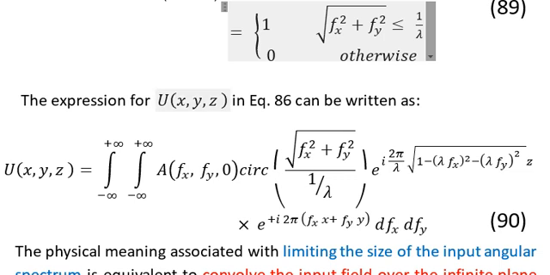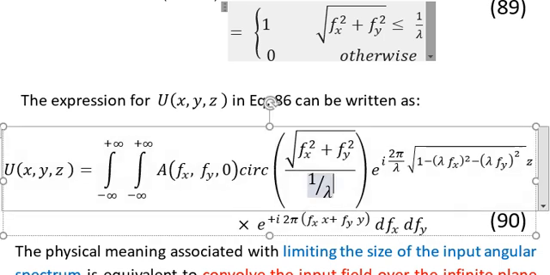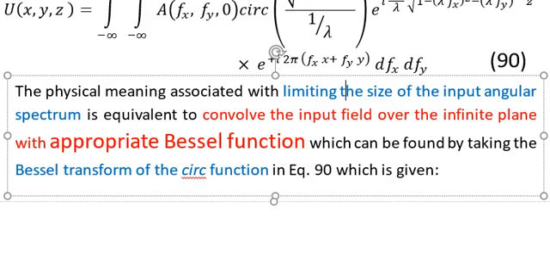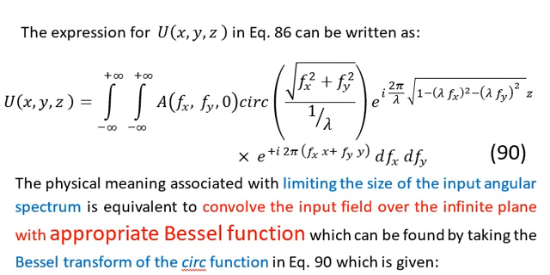The expression of u of x, y, z in equation 86, when we limit the size of the aperture, is given by this definition. You can see that now we have the field on the left hand side which we wanted to determine, and on the right hand side we have the double integral over the variables dfx and dfy, and we have the initial angular spectrum multiplied by the circ function in the Fourier domain, which is the square root of fx square plus fy square divided by 1 over lambda. 1 over lambda defines the bandwidth of the circ function in the Cartesian coordinates in the Fourier domain, and this is the free space propagation factor that we have evaluated over here, and this is multiplied by this exponential factor, which is due to the definition of the inverse Fourier transform.